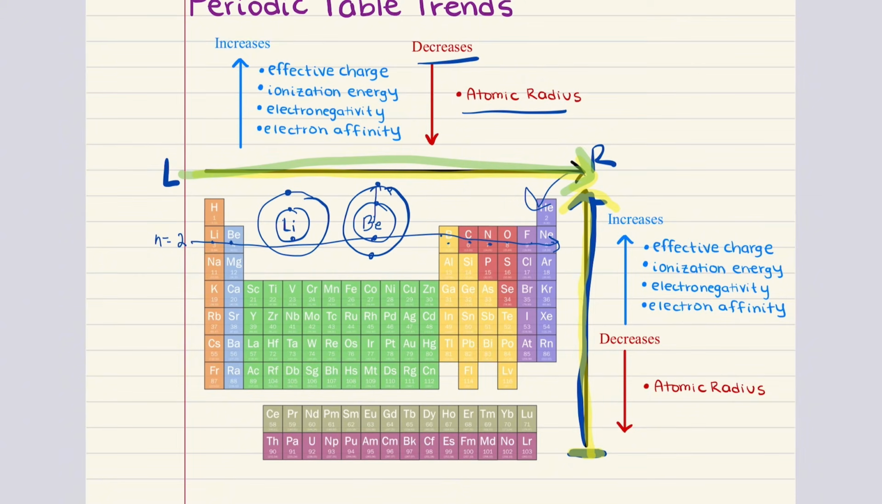What about going from bottom to top? Ionization energy increases moving upward. There are fewer electron shells that are present, and so the electrons are held closer to the nucleus, and so that increases the energy needed to ionize them. All right, so going from left to right, ionization energy increases. Going from bottom to top, ionization energy also increases.